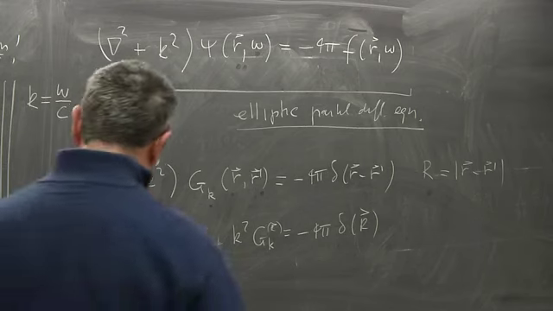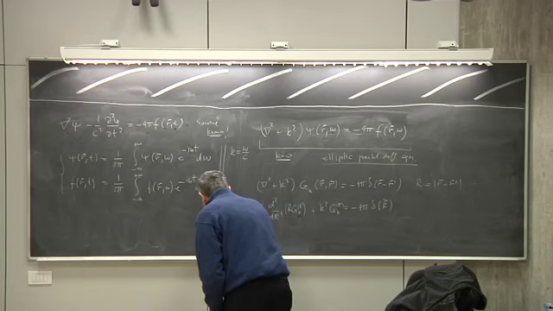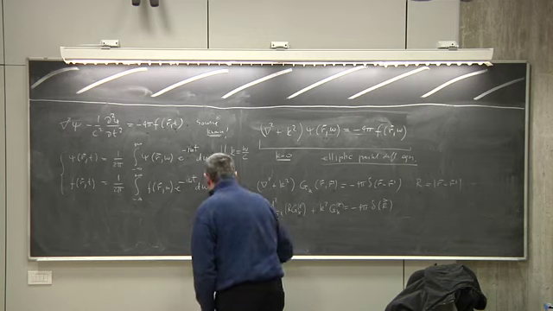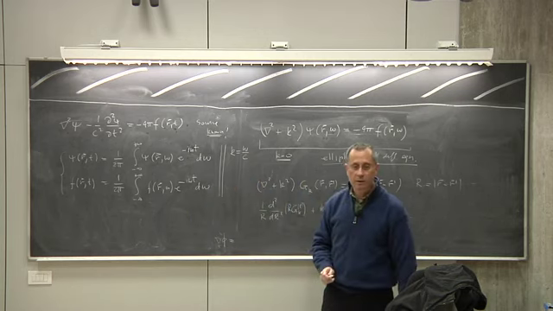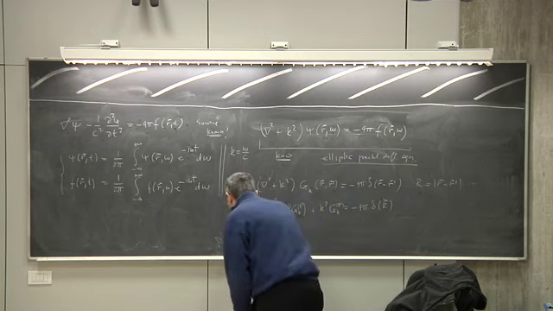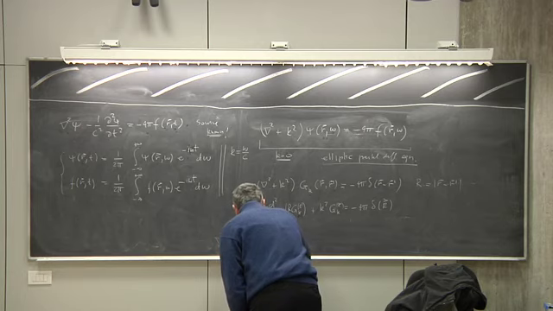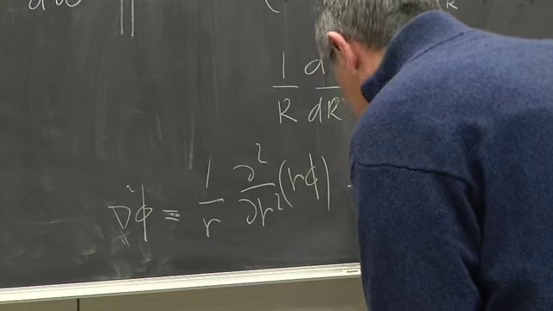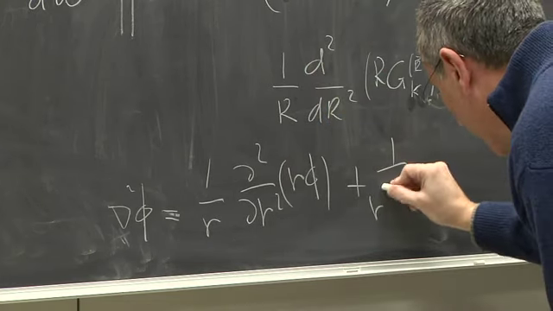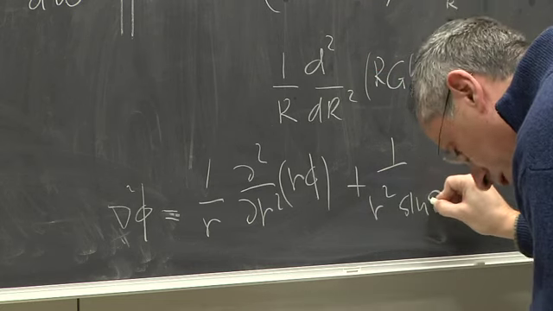Do you remember what the Laplacian is in spherical coordinates? It is 1 over r, d r squared of r phi, plus 1 over r squared... This you should know by heart, even though I don't.